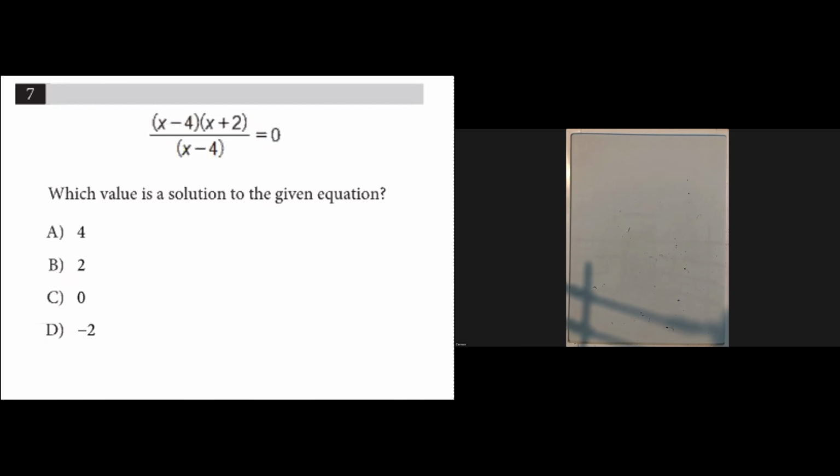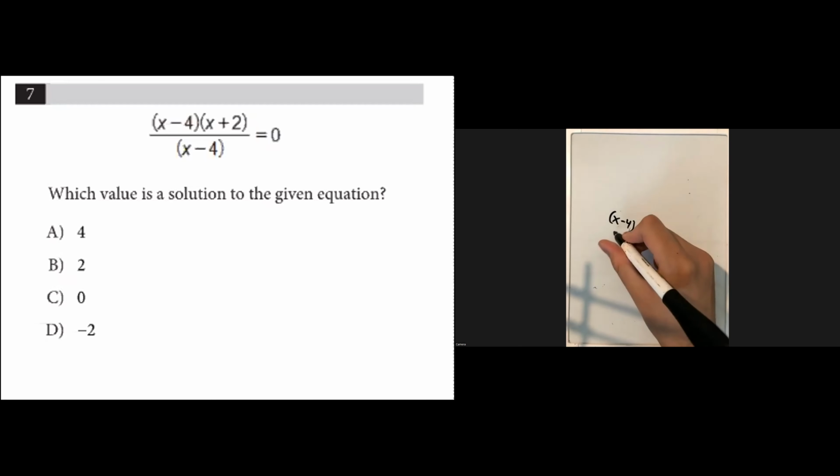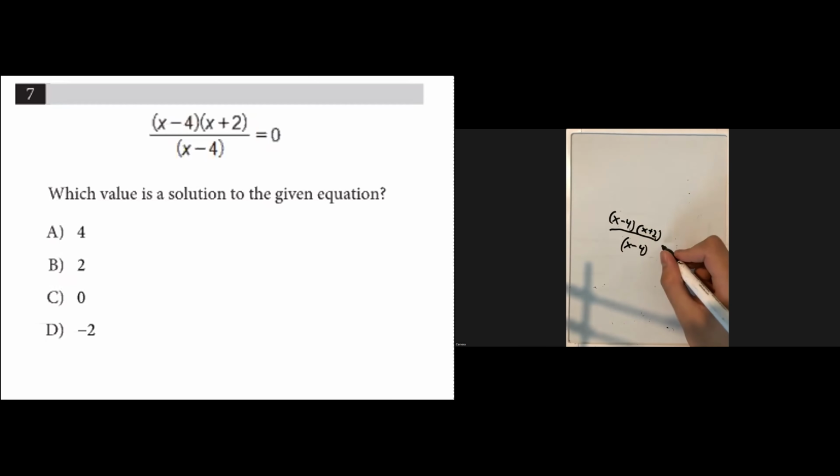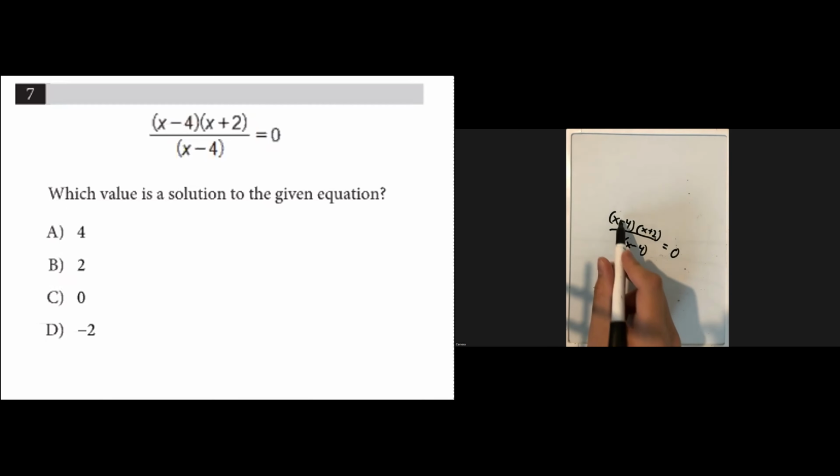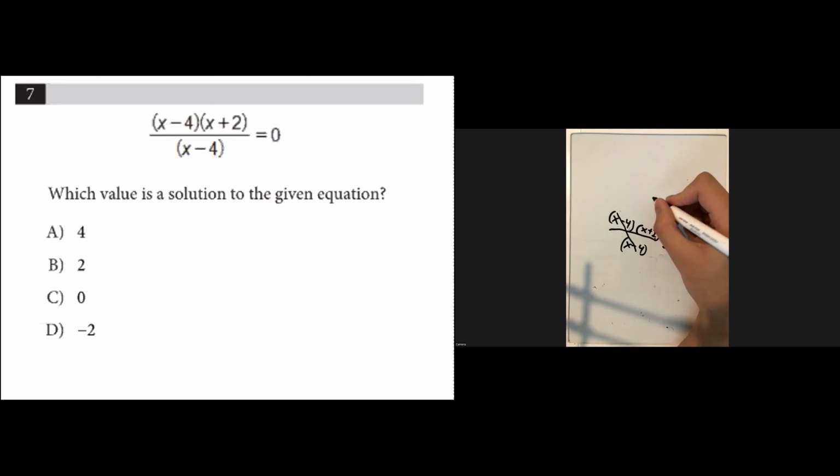Okay, so for this one, we're given the equation x minus 4 in parentheses times x plus 2 in parentheses over x minus 4 equals 0. And it's just asking what is the solution. So what does x equal? Well, if on the top you're multiplying two things and it can cancel out with the bottom, then you just do this. And you get x plus 2 equals 0. And you'd have x equals -2.